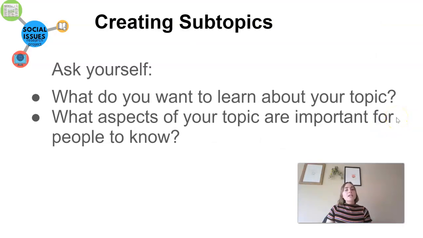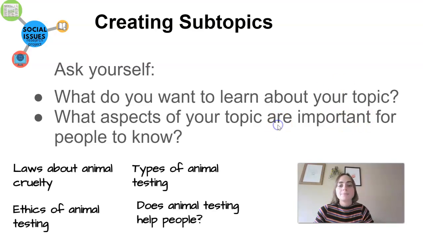In order to create effective subtopics, we're going to ask ourselves a couple questions. The first one is, what do you want to learn more about your topic? As you've started your research, what are you curious about? What are you interested in learning more about? What aspects of your topic are important for people to know? In order to help someone else understand who might know nothing about your topic, what are the key categories that they need to understand in order to get your topic?